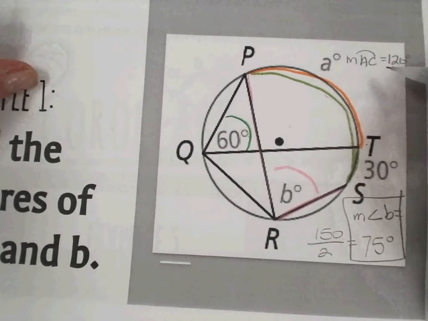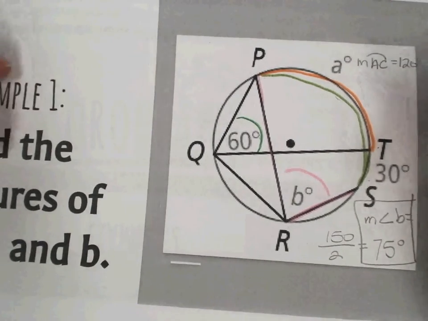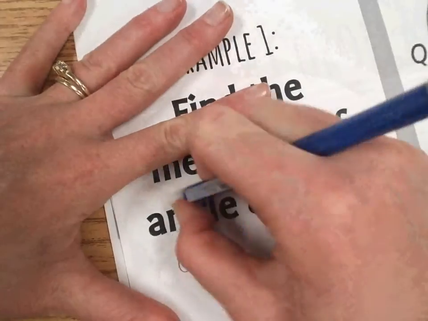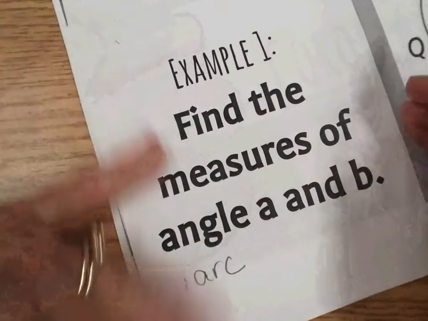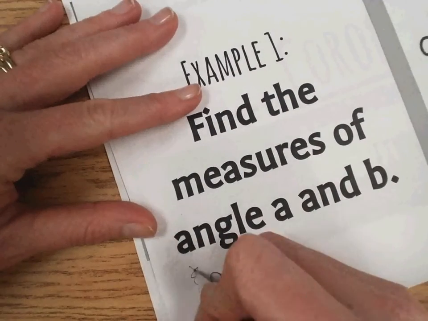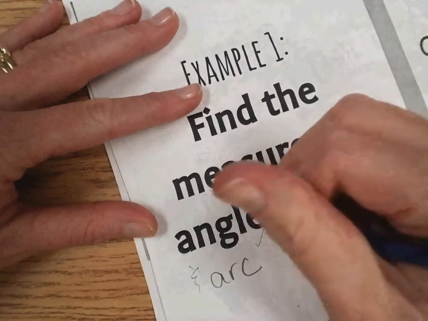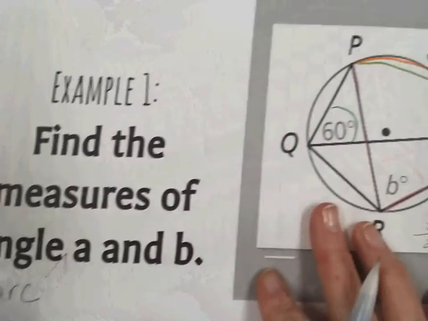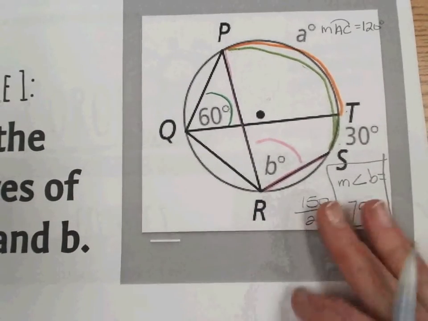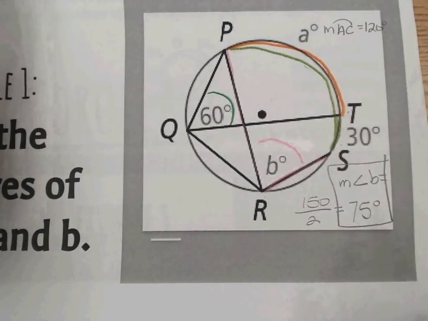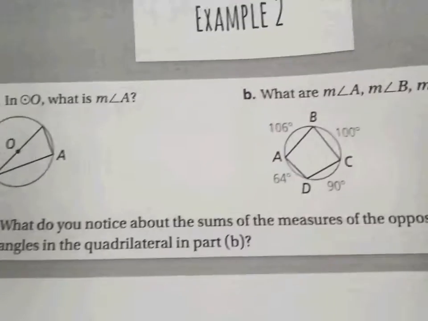So we have one angle that we needed to find and one arc that we needed to find. So I tried to make a shortcut in how I wrote that, angle and arc. There we go. Alright, I'll fix it in the slides for you. So there's your first example.